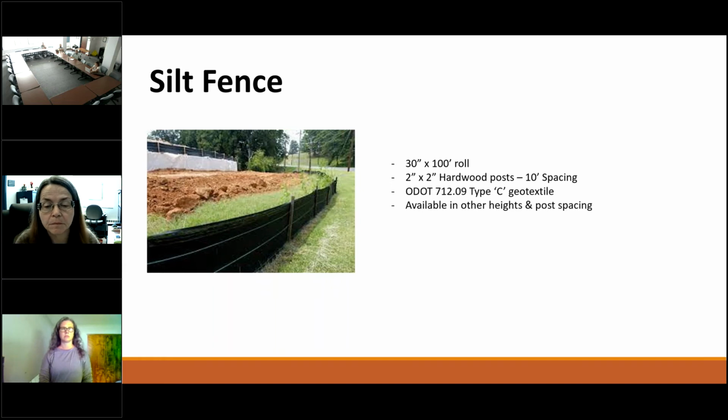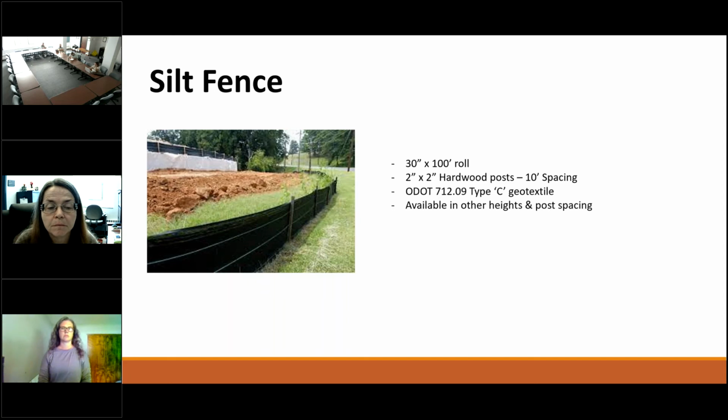You'll see silt fence falling over. You'll see the fabric all stretched out. You'll see the posts broken. You know, I guess that's one of those things where it's a buyer beware. There are definitely less expensive options out there, but if you're putting silt fence up, yeah, obviously you're putting it up for a reason.